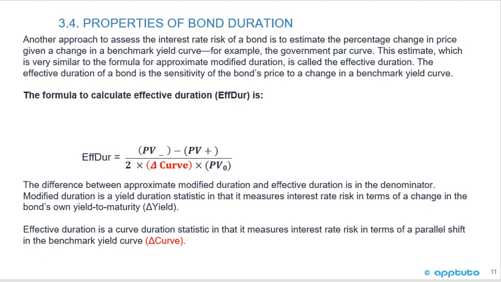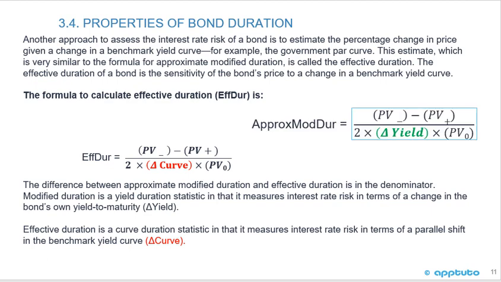So the formula to calculate effective duration, you can see in the numerator we've got the price if the rates fall minus the price if the rates increase, and the denominator though is 2 times the change in the curve times the initial bond price. Okay, so you can see the difference between approximate modified duration and effective duration is in the denominator. Modified duration is a yield duration statistic in that it measures interest rate risk in terms of a change in the bond's own yield to maturity, change in yield. Effective duration is a curve duration statistic in that it measures interest rate risk in terms of a parallel shift in the benchmark yield curve, which is a change to the curve.